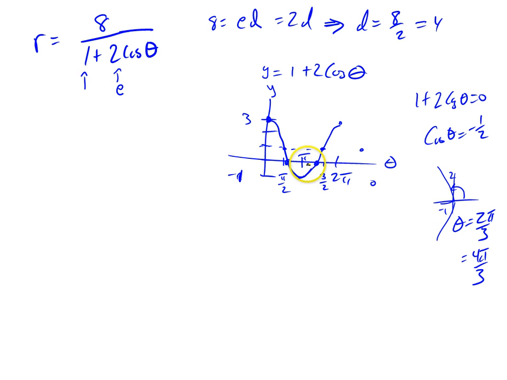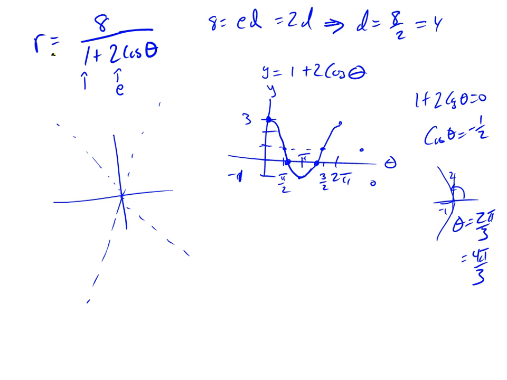The denominator is going to be 0, which means I have 8 divided by 0, which is going to be really big, so that when I draw my final result, in the direction of 2 pi over 3 and in the direction of 4 pi over 3, I'm going to have asymptotes. This is going to be a hyperbola, because there are two places where this denominator goes to 0 and hence r goes to infinity.